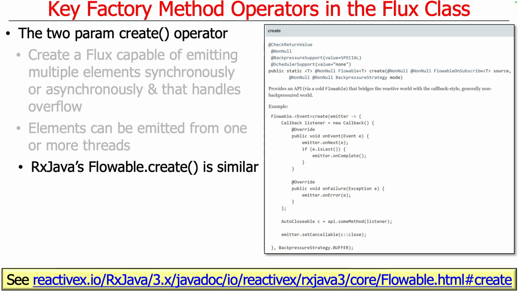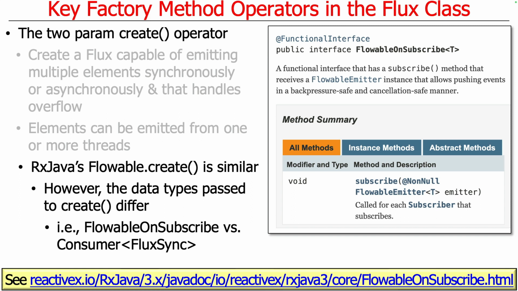There's a create method on RxJava's flowable class, which is very similar. The main difference is that the data types that are passed are slightly different. So rather than passing a consumer to a flux sink, they have something called a flowable on-subscribe. Why they did this, I don't know, but they like that design better somehow.